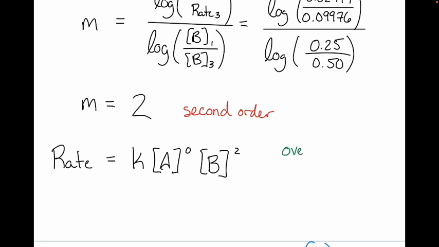We also have what we call the overall order of the reaction, which is just where you take the sum of those exponents, m and n. Since m is 2 and n equals 0, the overall order of this reaction would also be 2.